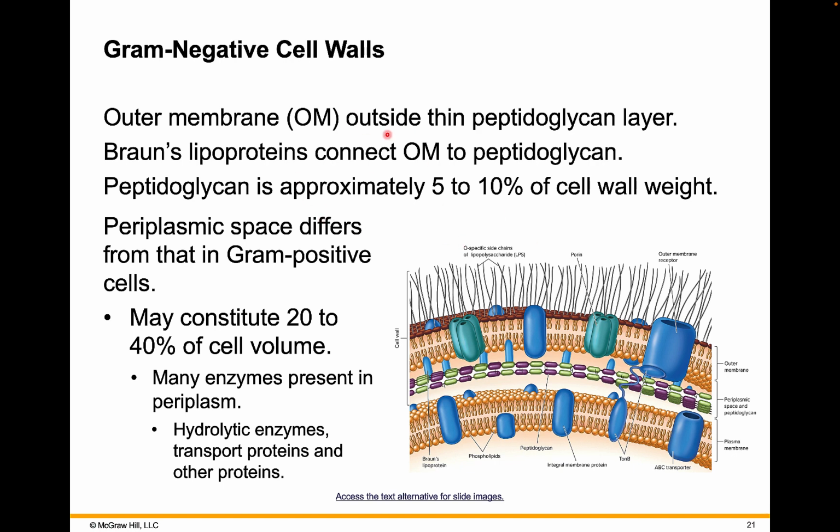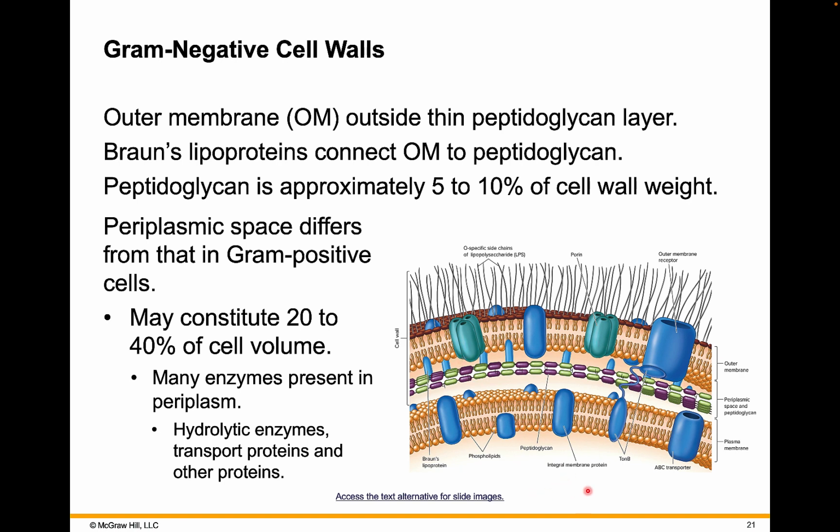So here you can see the outer membrane outside the peptidoglycan layer. These are connected to the peptidoglycan layer with a specific type of protein, which is known as Braun's lipoprotein. Right here, these are the Braun's lipoproteins, and you can see that they are associated with that. Also, the periplasmic space constitutes about 20 to 40% of the cell volume, and many enzymes are present in the periplasm: hydrolytic enzymes, transport proteins, and other proteins. So here you can see that there are many different types of transporters.